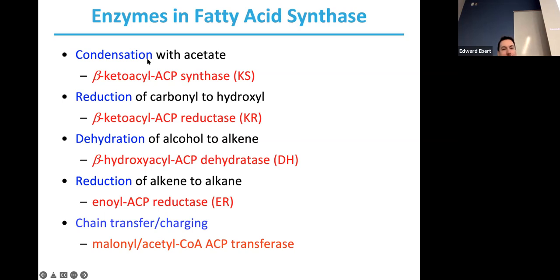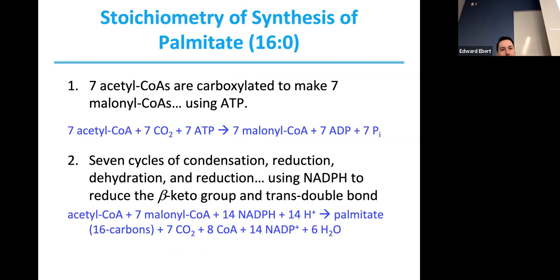Okay. These are the enzymes. I'm not going to make you memorize these. But what I want you to know again is condensation, reduction, dehydration, reduction, and then of course transferring the products away and recharging your starting components.